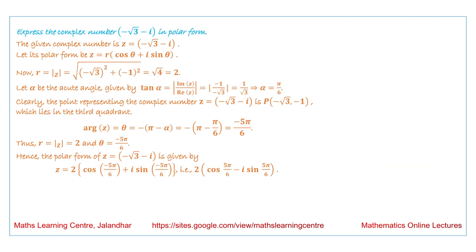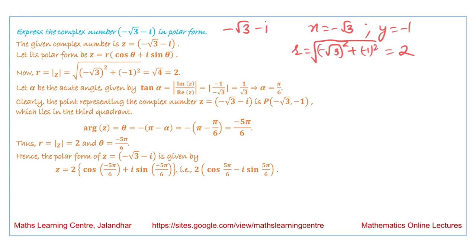Next is the number minus root 3 minus iota. In this case the value of x is equal to minus root 3, and the value of y is equal to minus 1. Now the value of r is the square root of (minus root 3) square plus (minus 1) square, so that comes out to be equal to 2. The value of tan alpha is equal to mod of minus 1 by minus root 3, that is equal to 1 by root 3. So the value of alpha we get is equal to pi by 6.